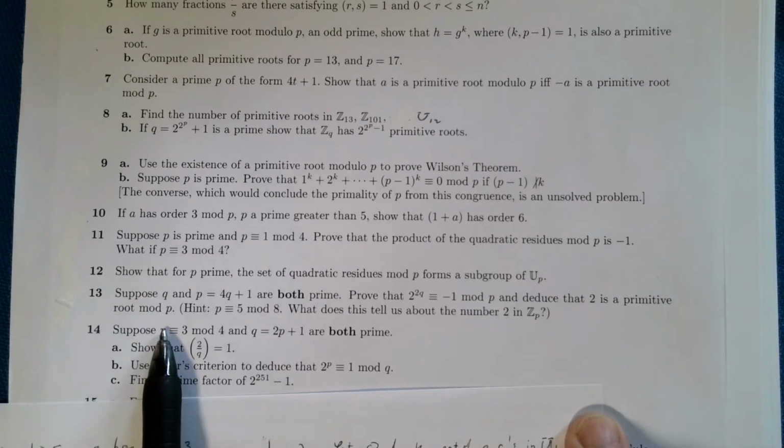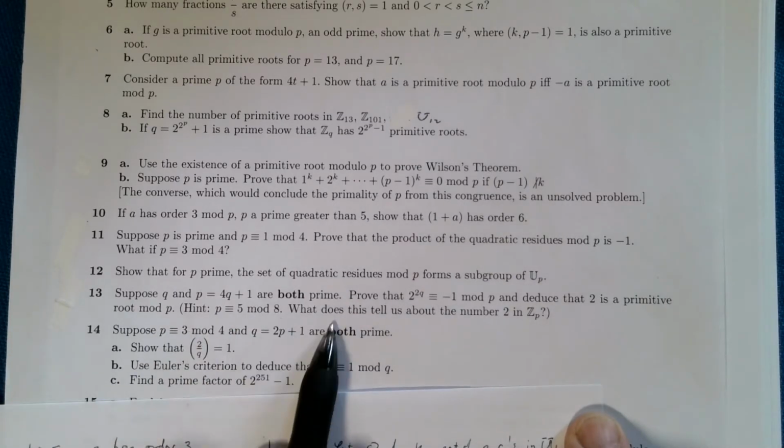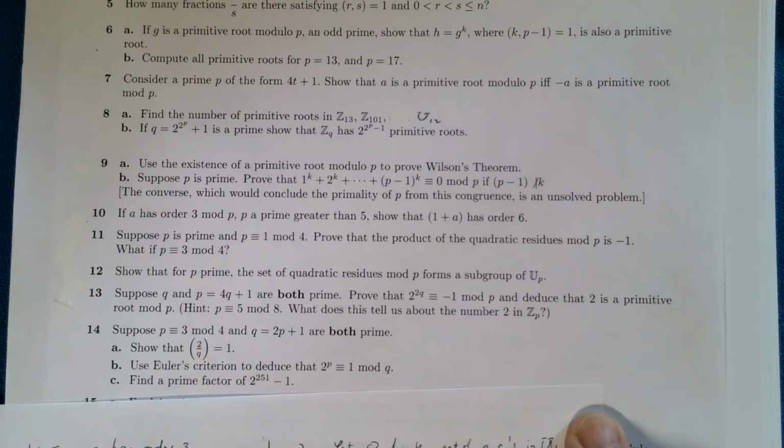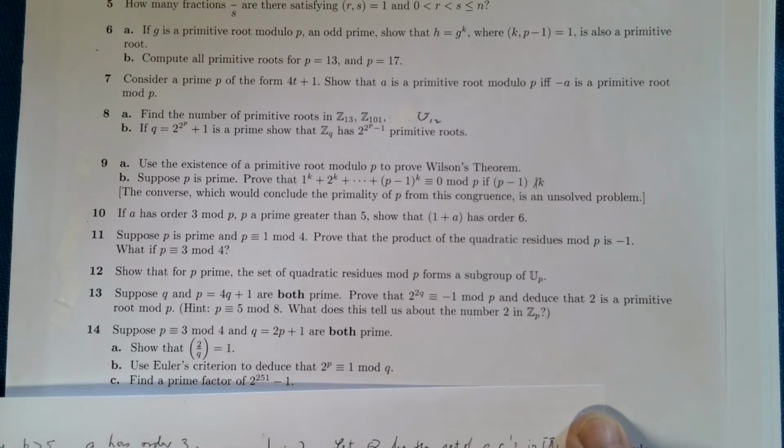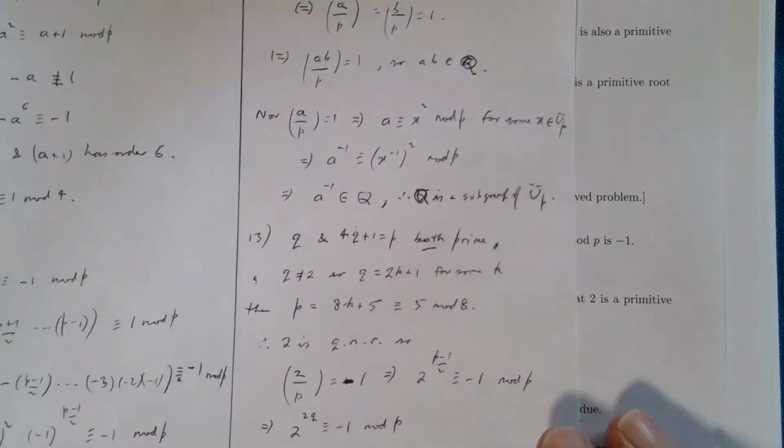2 is a primitive root mod p. And I'll give us a little hint there. If p is 5 mod 8, what does it tell us about the number 2 in Z_p? Well, we'll see how that fits into the problem as we go. So here's the solution for 13.